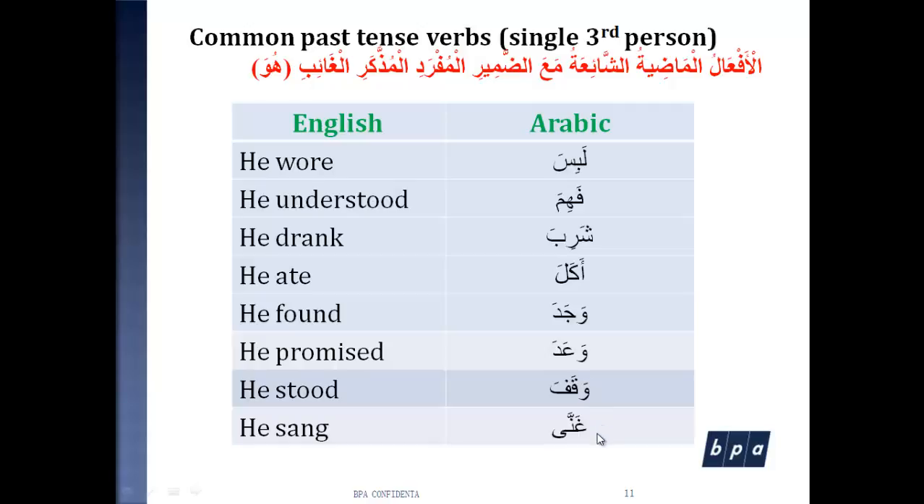غنى, he sang. You could consider this to be a four-letter verb because the shadda here basically doubles the letter. So these are two noons, one noon with a sukoon and one noon with a fatha, as we explained when we explained how the shadda acts. And here there's an alif or a ya. In some forms of the verb, it appears as a ya, like in the present tense verb. So either way, there's a vowel at the end of the verb.